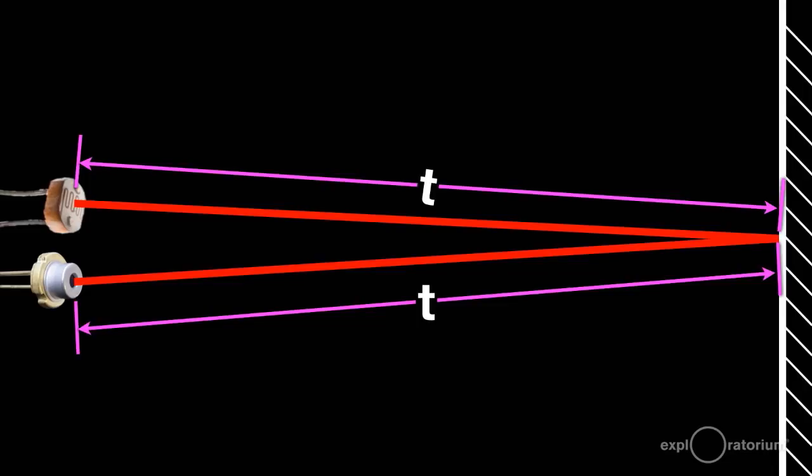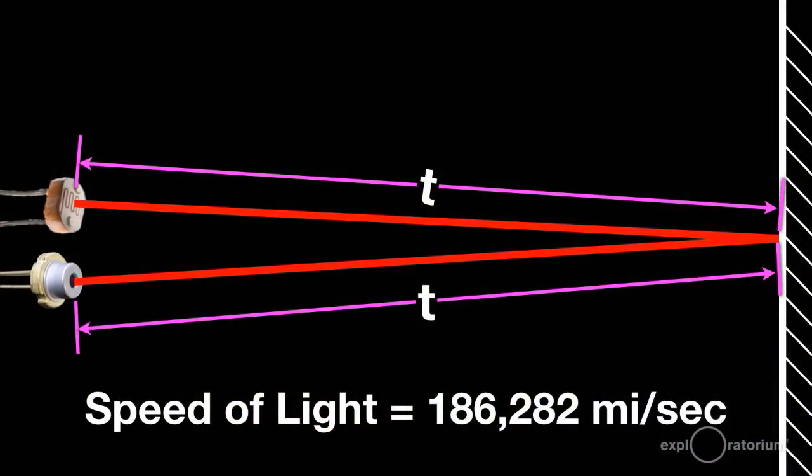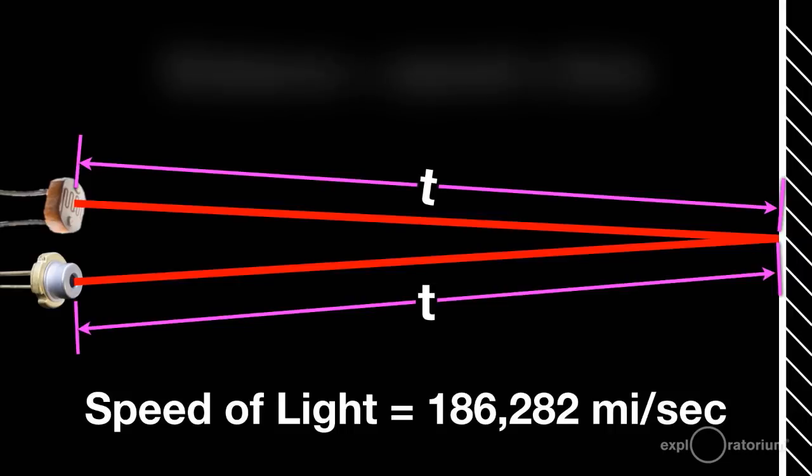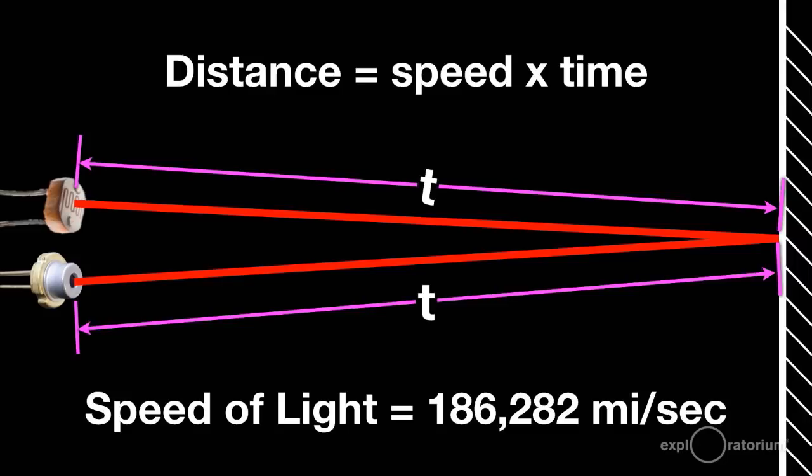Now, if we know that time, the time it takes to go out and back, and we know the speed of light, which we do know, it's 186,000 miles per second, we can easily determine the distance to the wall or to the moon. You just take the speed of light and multiply that times the time. Now, in the case of measuring the distance to the wall or the moon, you'll notice that our laser pulse went to the moon or the wall and back again, so it went twice the distance.